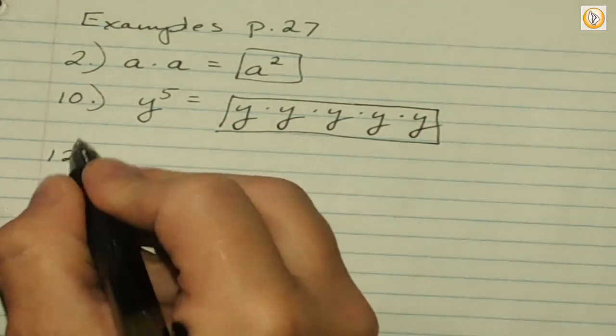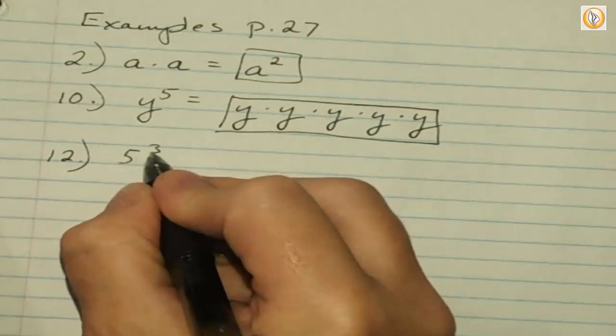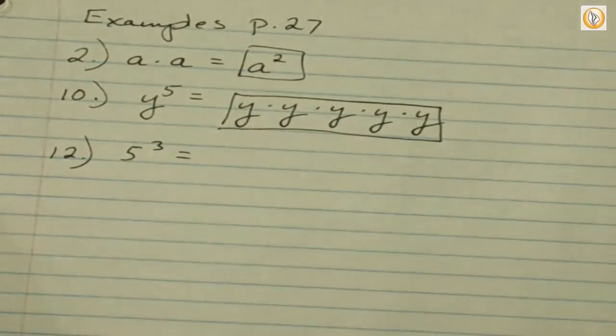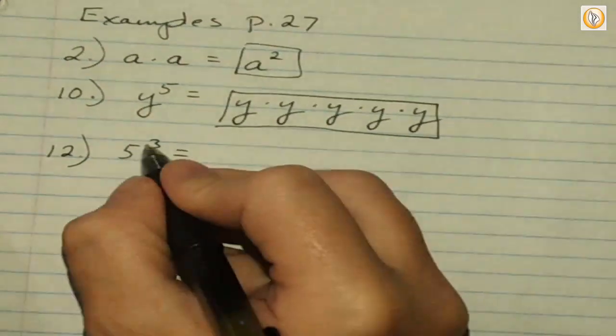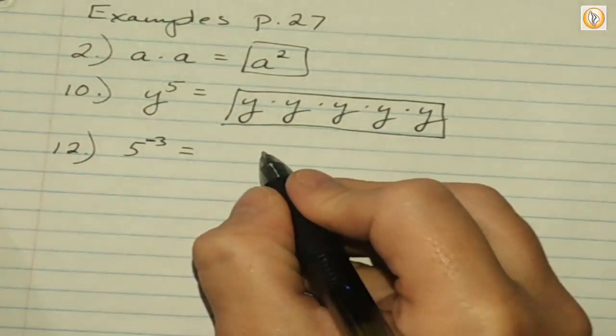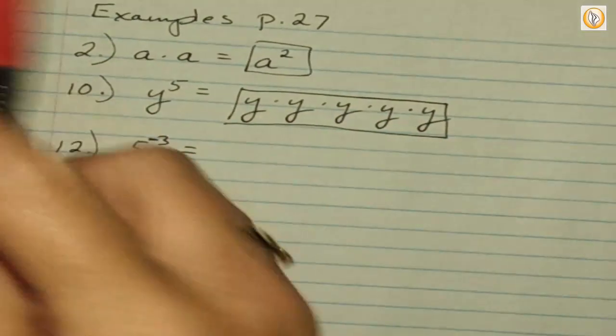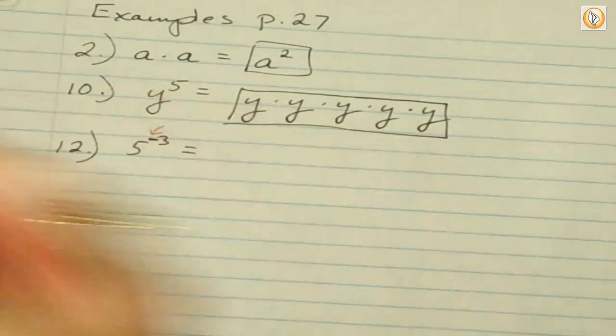Any questions? Look at 12. It's 5 to the negative 3. Italia, how would I do that? Well, you would do 5 or negative 5. Would it be negative 5? Oh, all we have is a negative exponent. Oh no.